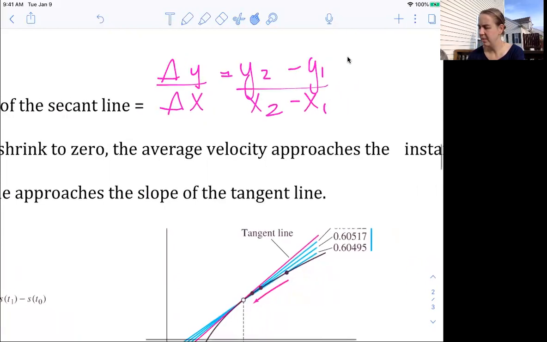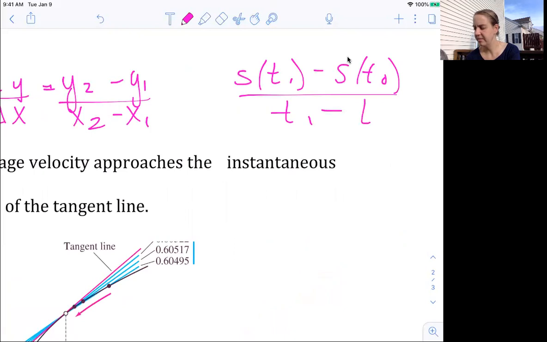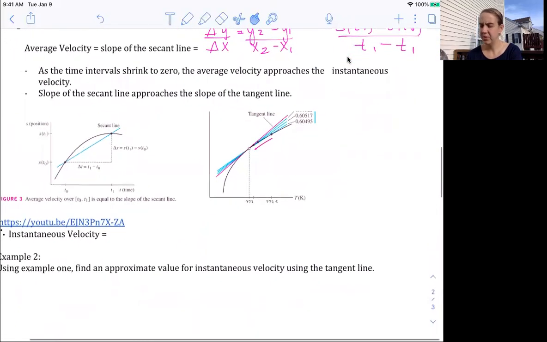Again, if we want to make this a little bit more sophisticated, in our function notation that we're dealing with, it's the position at time 1 minus the position at time 0 over time 1 minus time 0. It's really the same thing. So don't get nervous about the function notation. And I'm using s instead of f. It's the same thing. Now, here's the cool thing. As the time intervals shrink to 0, as we're looking at a smaller and smaller time interval, the average velocity starts to approach the instantaneous velocity. So the slope of the secant line approaches the slope of the tangent line.